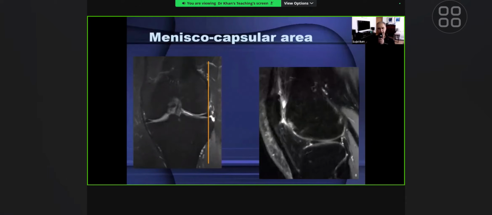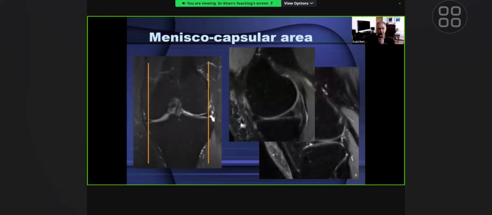Posterior horn of the lateral meniscus is intimately related to this low signal intensity structure, which is the popliteus tendon, which I identified earlier for you. Whereas on the medial side, we've got fibrofatty tissue at the back of the posterior horn of medial meniscus. So notice that the posterior horn of lateral meniscus is different from posterior horn of medial meniscus. Here we've got the popliteus tendon. Here we've just got some fibrofatty connective tissue.